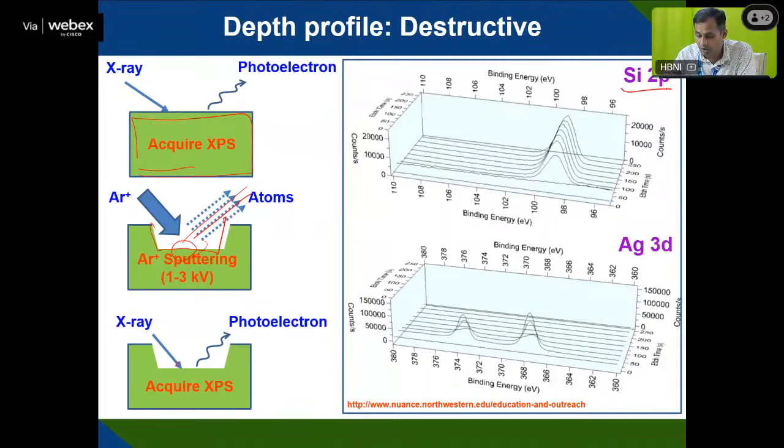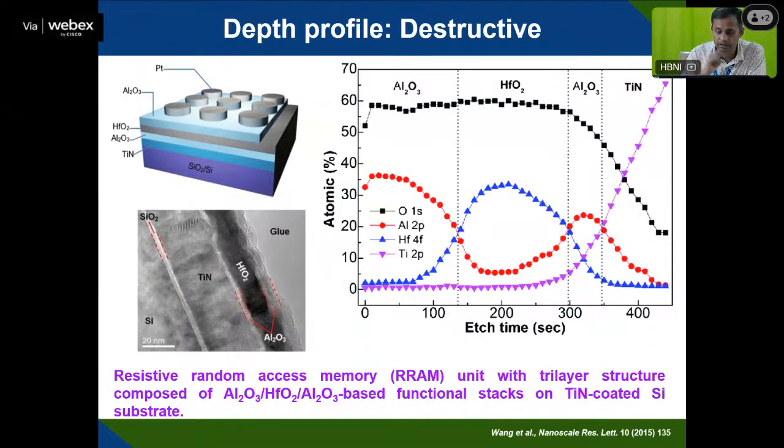If you have a silicon atom, you can see an example of silicon and silver, silicon 2p. You can see how the intensity of the silicon is increasing, and in Ag also you can see that. So you get the peak intensity increasing because you are going inside, that is depth profiling. So you can find out how the different atoms are distributed in different layer structures. This is mainly a destructive profile analysis.